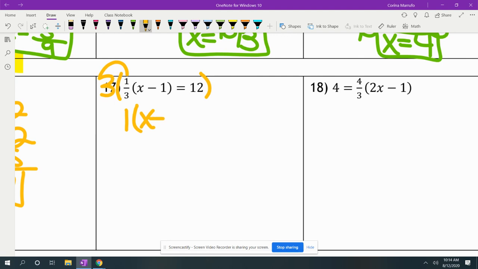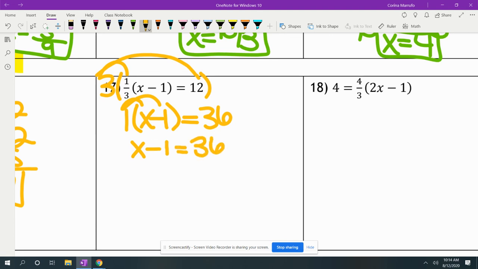Okay, remember, you don't have to multiply it times the x minus 1, but you do have to multiply it times that 12 on this side. So 3 times 12 gives us 36. We distribute this 1 to each term, and we get x minus 1 equals 36. Then our last step to solve for x is to add the 1. So 36 plus 1 is 37.